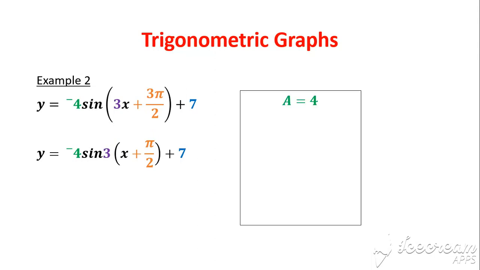Now we can work out that a is 4. Please don't write down -4. There's no such thing as a negative amplitude. The negative just flips the graph upside down and makes it a reflection. So the amplitude is 4. The value of b is 3. Now here's where some students will get a bit stuck. C is pi over 2, not 3 pi over 2, because I've had to factorize out the b to work out what c is, and d is 7.